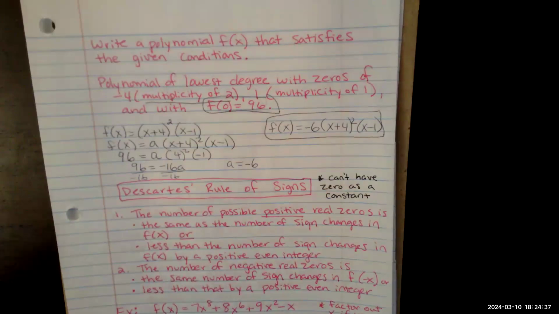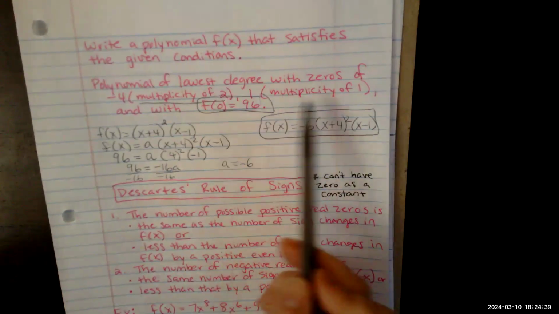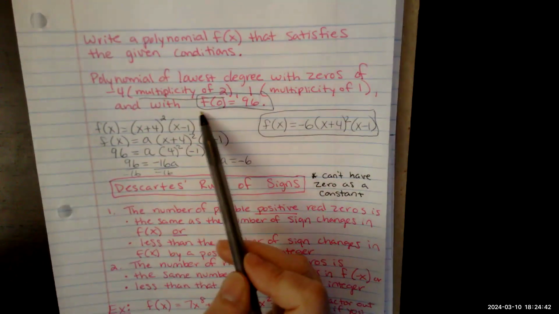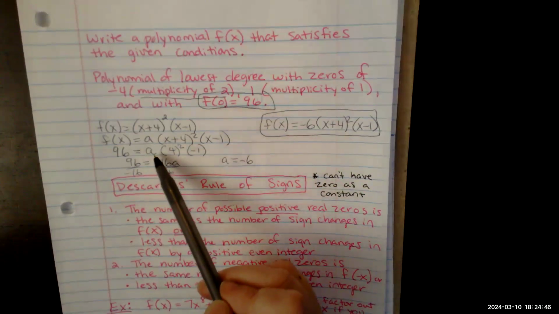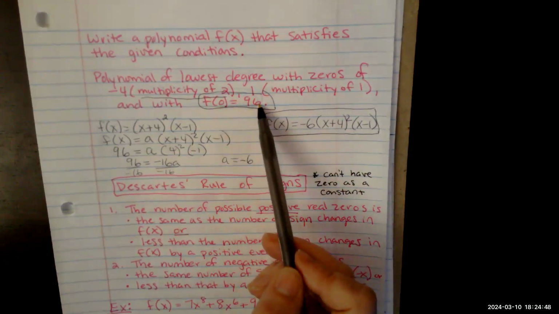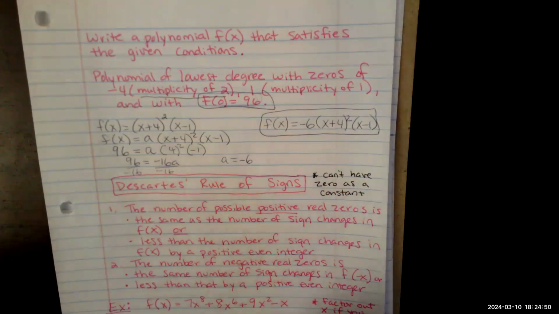Okay, so if they're ever asking for an exact polynomial that does this type of stuff, that's what that last piece of information is telling you: to find that number out front, plug 0 in for x and set it equal to this number.